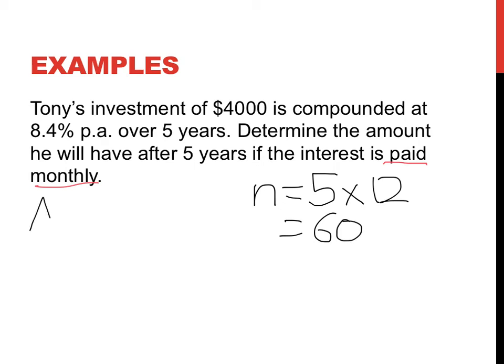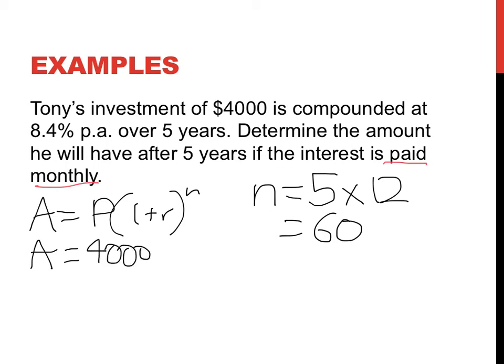So let me start my formula over here. An annuity equals P brackets 1 plus my rate, to the power of N. An annuity equals 4,000 brackets 1 plus, I don't know what my rate is yet, close brackets, my number of time periods is 60. Now I've got a little problem. My rate, 8.4%, is given per year.